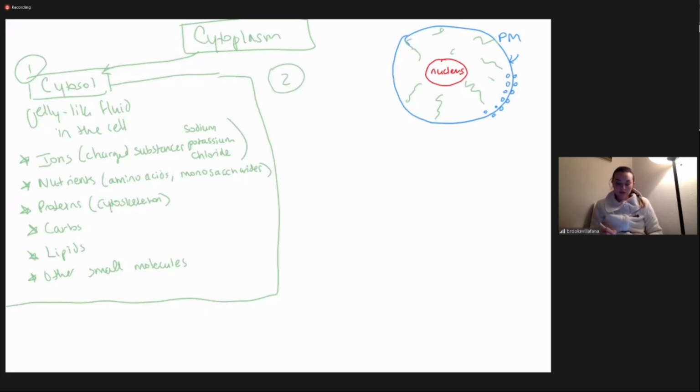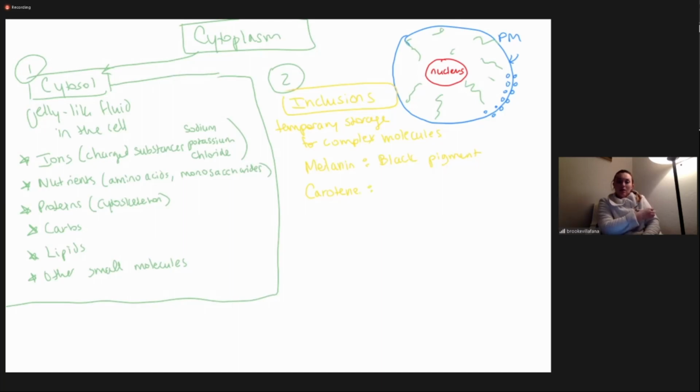The next thing that's found in the cytoplasm of the cell, and let's use a different color so it sticks out, is the inclusions, right? So the inclusion. These are temporary storage for complex molecules found in the cytosol. Okay, so we have melanin. Melanin is black pigment. So when we tan, right? When a white person tans, that's like black pigment.